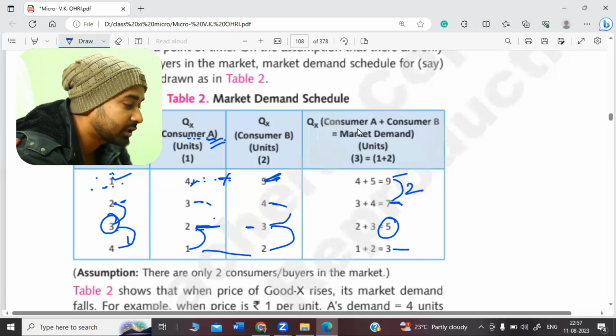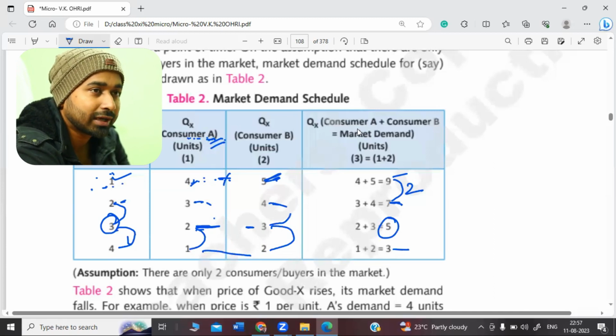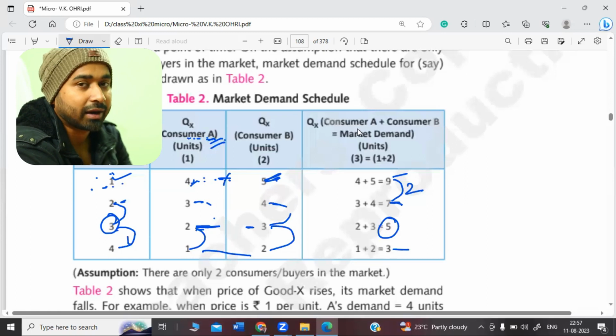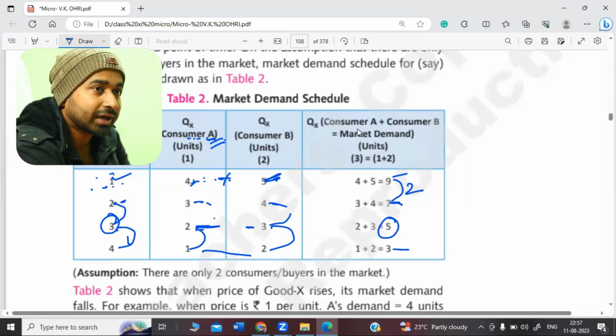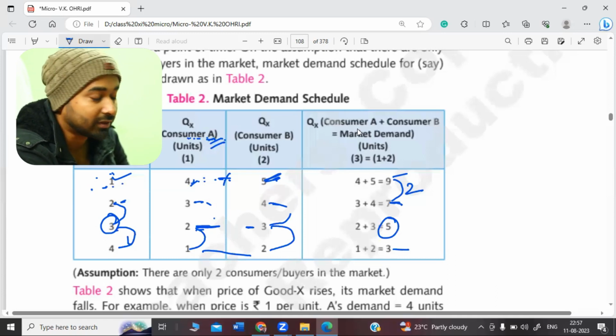So the market demand schedule is the table where all the consumers' demand in a market is shown. Again, if all the consumers existing in a market are shown in a table form, that is known as the market demand schedule. That's it.